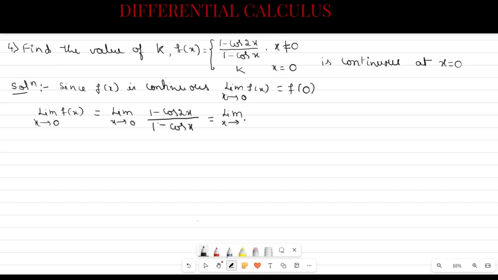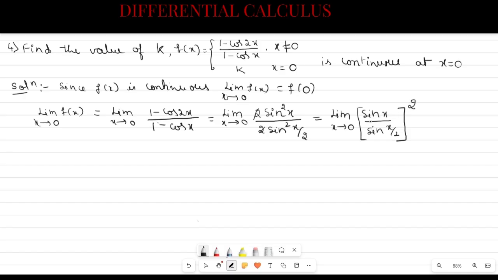What simplification can we do? Apply the multiple angle formula. Always remember this formula, a very important formula. 1 minus cos 2x is 2 sine square x, and 1 minus cos x is 2 sine square x by 2. Both sides, that means in numerator and denominator, the 2 gets cancelled, isn't it? So that is equal to limit x tends to 0. Both the numerator and denominator have the square, so I will take the whole square, combining both the numerator and denominator.